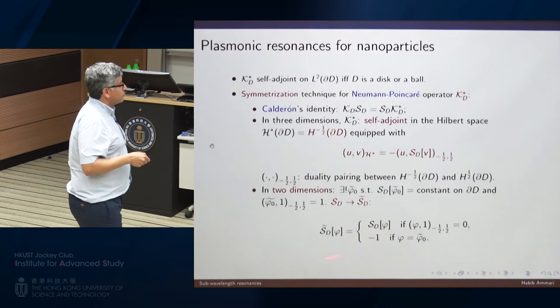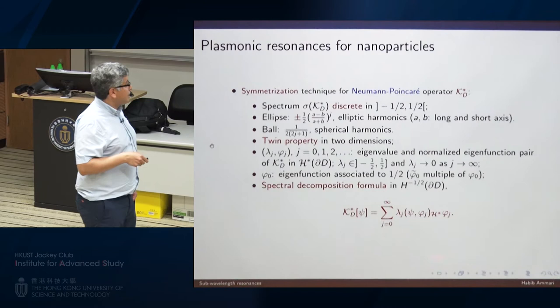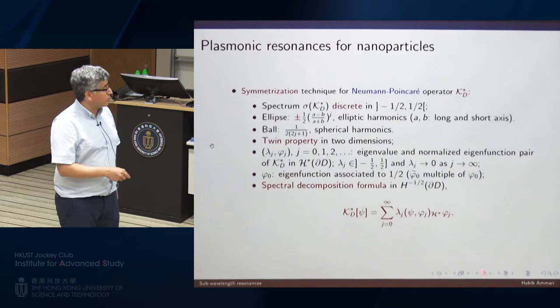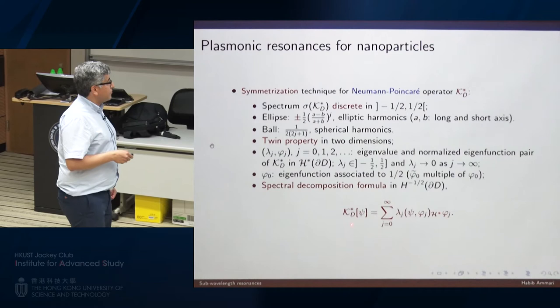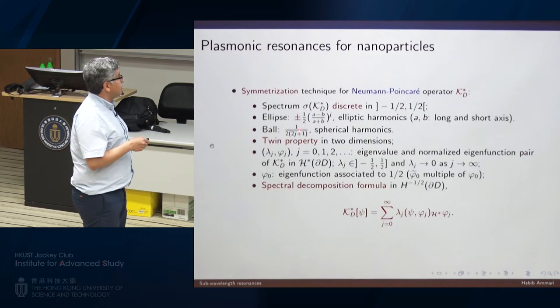Then you have to change the single layer potential to something else, and you can symmetrize the operator. So you can make K_D star self-adjoint. And if you make it self-adjoint, then you have this spectral decomposition formula in this space, where the norm here is this new norm. Lambda_j are the eigenvalues of K_D star. As I said, the spectrum is discrete. You can compute it for ellipses, and it's given by this, where a and b are the long and short axes. For a ball, you can compute it, and it's given by 1 over 2(2j+1).